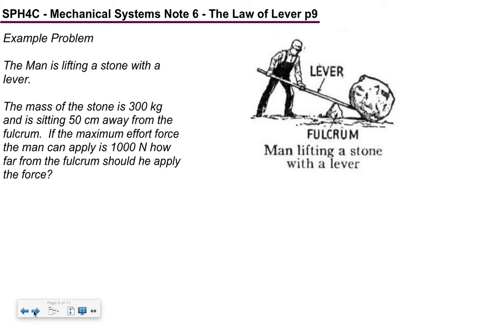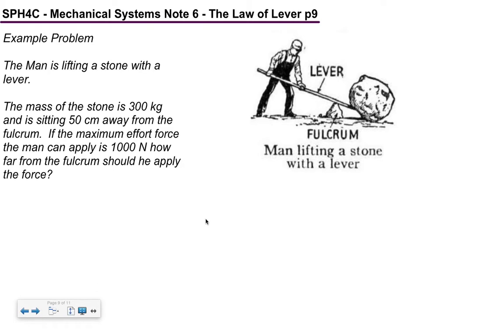Another one, another first-class lever. So this man here is lifting a stone with a lever. So say it's a 300 kilogram stone, it's 50 centimeters away from the fulcrum. If we know that the most effort he can apply, which is basically his weight, right, his force of gravity, would be 1,000 newtons. So say he's 100 kilograms. 100 kilograms works out to about 1,000 newtons. How far from the fulcrum does he need to apply that force in order to lift the 300 kilogram stone?